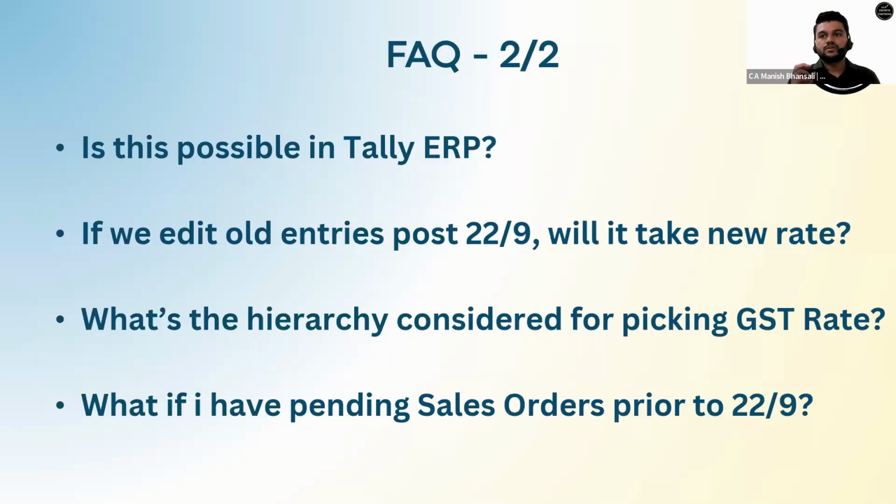And if there is a tax rate in the stock group, it will not consider the ledger. So the hierarchy is, first preference is always given to the stock item, whatever rate is there in the stock item. Second preference is given to the stock group, whatever rate is available in the stock group. And the third and final preference is given to the ledger. In my example, I had maintained a rate in the local sales ledger. If I had put a rate in the ledger, it wouldn't have picked the same rate that I changed in the stock. So this is the hierarchy which is considered.